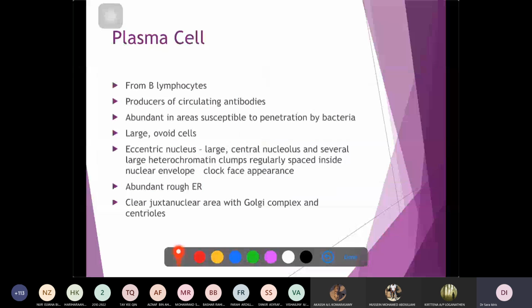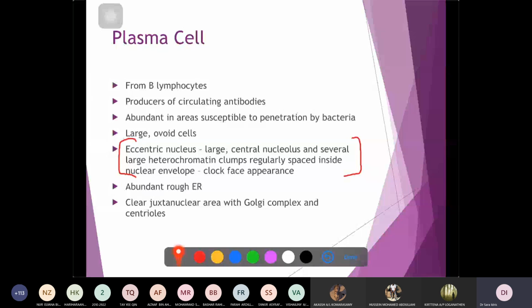A plasma cell is derived from your B cells, your B lymphocytes, and it produces circulating antibodies. So it's also important in your immune system. They are abundant in areas that are susceptible to penetration by bacteria. They are large, ovoid cells, and what is peculiar about plasma cells is that they have an eccentric nucleus, with a large central nucleolus.